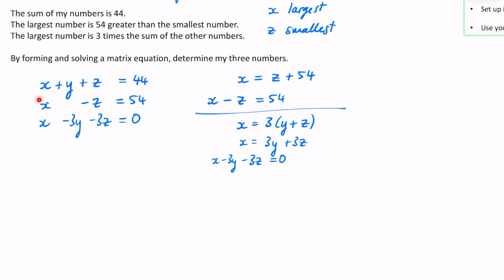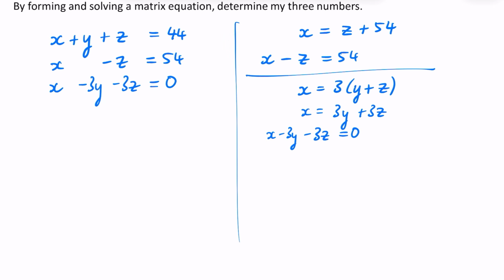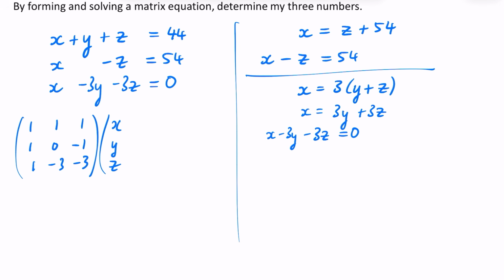Now, it's very specific. I could just put these in the calculator and solve them, right? I could just solve them straight away like this. However, I am now going to do it in a slightly different kind of way, where I'm going to set it up using a matrix equation. So let's block this off. You can see that the coefficients would be a 1, a 1, and a 1, a 1, a 0, and a minus 1, a 1, a minus 3, and a minus 3 like this. And this is all getting multiplied by x, y, z. If you multiplied that out, you would get everything on the left-hand side there. And this gives us the 44, the 54, and the 0.